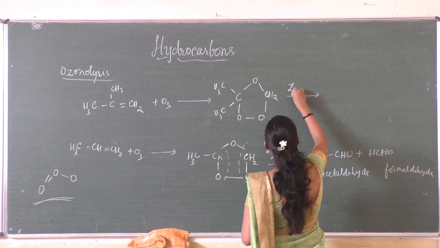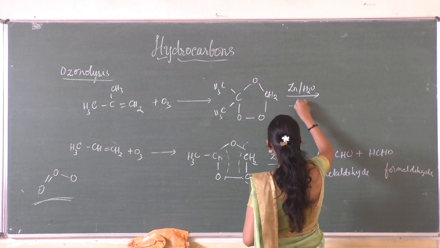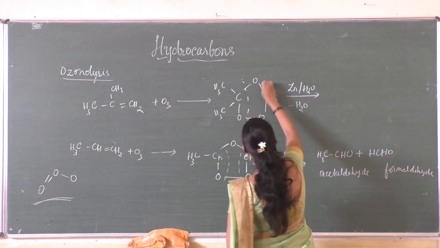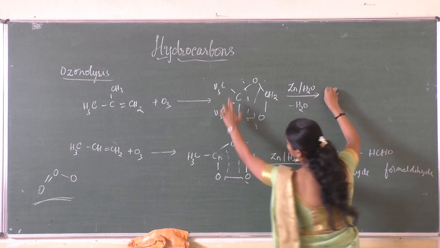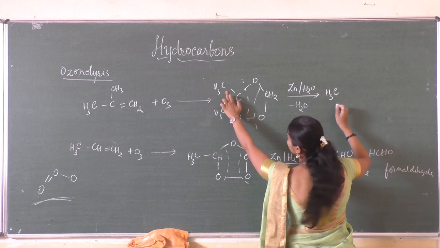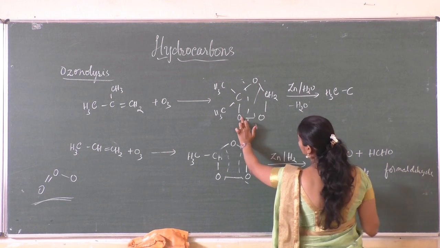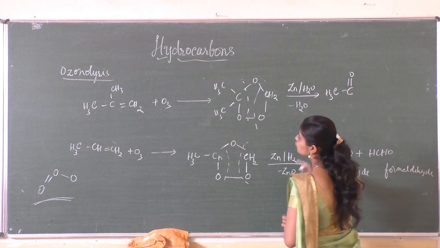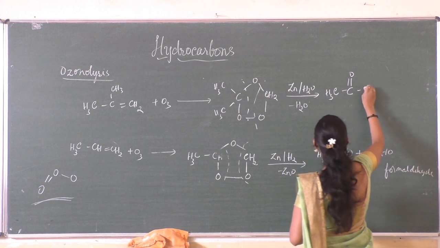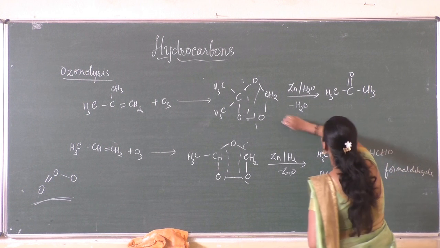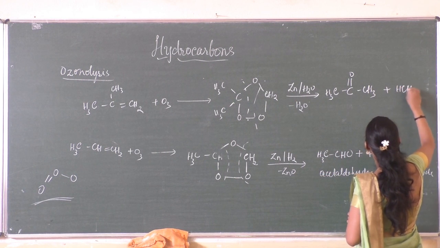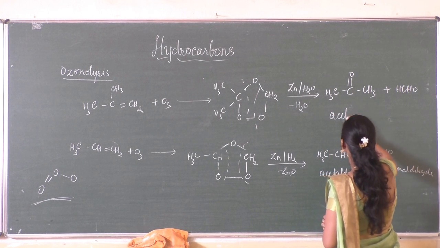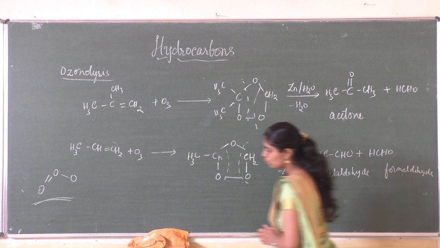Then treating with zinc and water, this is compulsory, so it is minus H2O. So you need to write the reaction condition, and this gets cleaved so as to form CH3 group. Then this carbon atom C with the oxygen, so it is C. When this bond cleaves, carbon valency needs to be 4, so it is a carbon to carbon double bond, and then it is CH3. This is HCHO, and this molecule is a ketone, and the name of this is acetone, or it is 2-propanone.